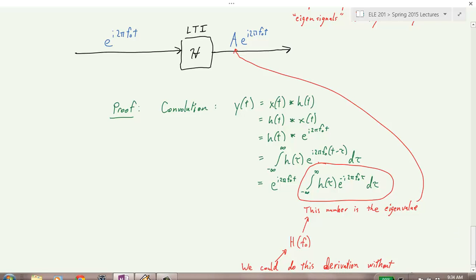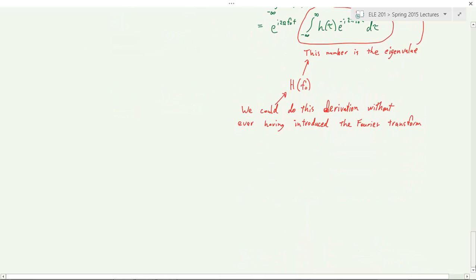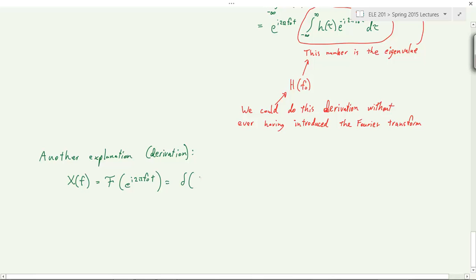Okay, so we can look at this in two different ways here. We could say, another justification or derivation of this is to think about what we know about the Fourier transform. That is, if x is a complex exponential, then its Fourier transform, which we went over last time, is just the delta function at f naught.